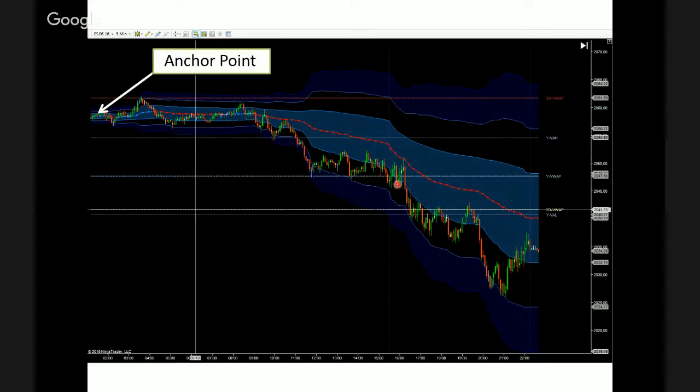You can also anchor it over here, at the beginning of the regular session. This is the regular session. You see the session breaks over here. And here at Illustrator, we think it makes most sense to anchor it at the start of the full session, because the VWAP really needs to put on some weight in order to be a meaningful price benchmark.